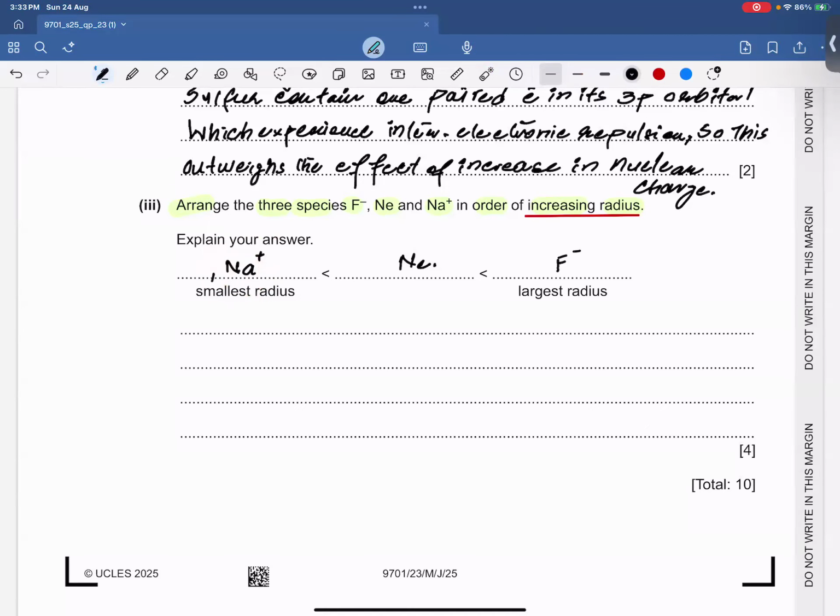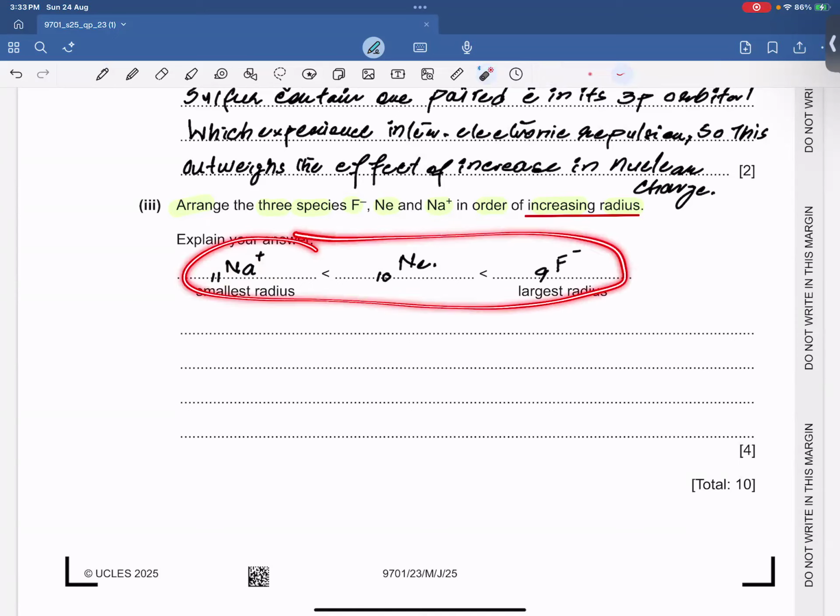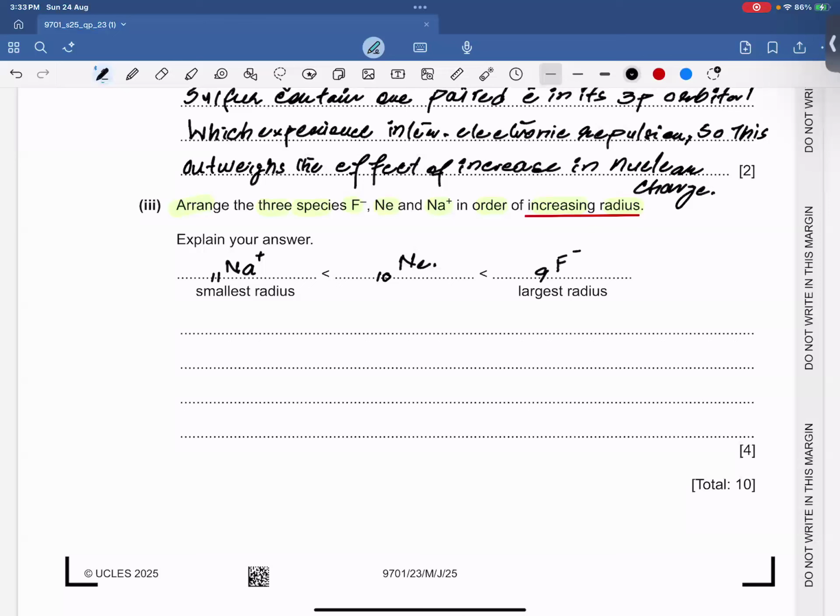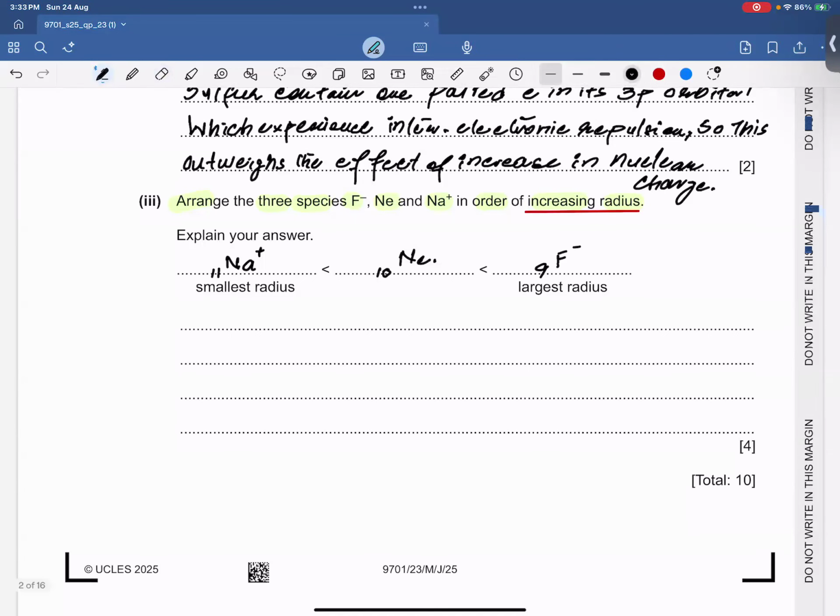Also, sodium ion has an atomic number of 11, neon has an atomic number of 10, and fluorine has an atomic number of 9. So all of them have the same number of electrons, which means all of them are isoelectronic. They are isoelectronic, which means they contain the same number of electrons. Okay.